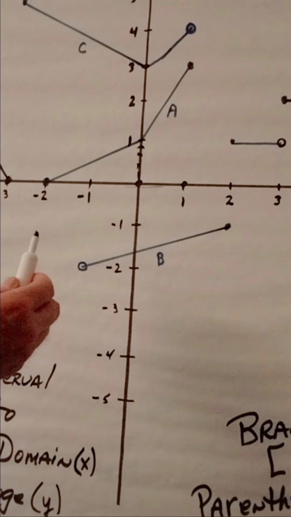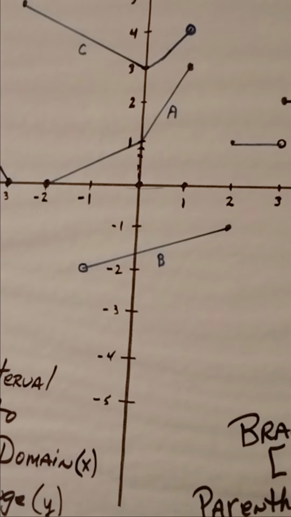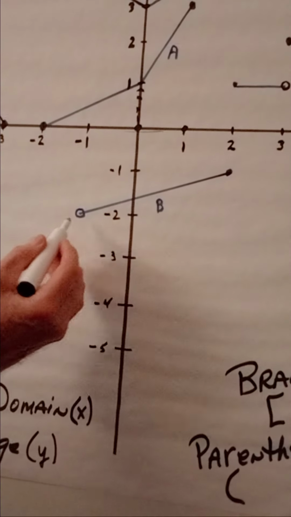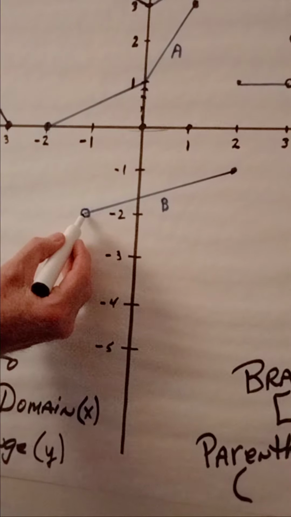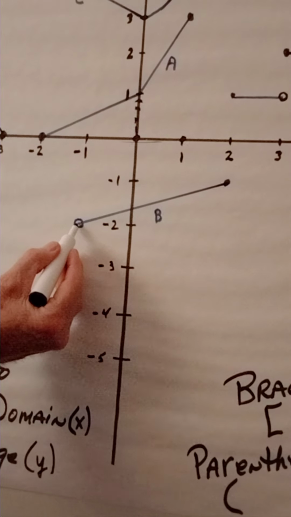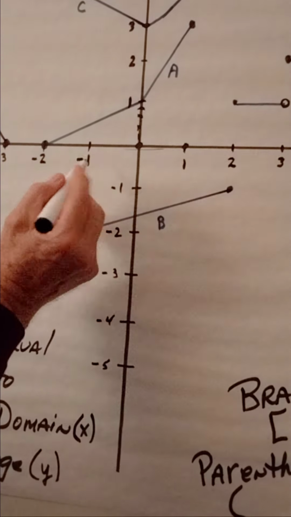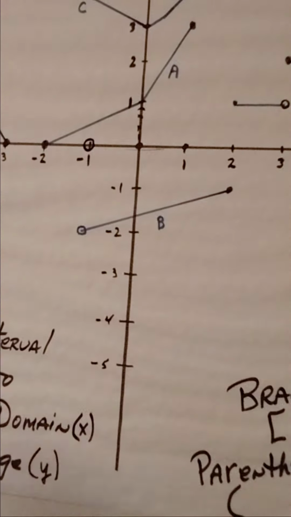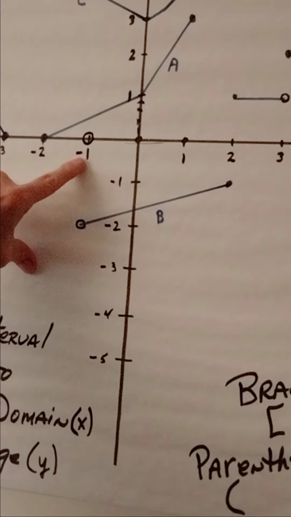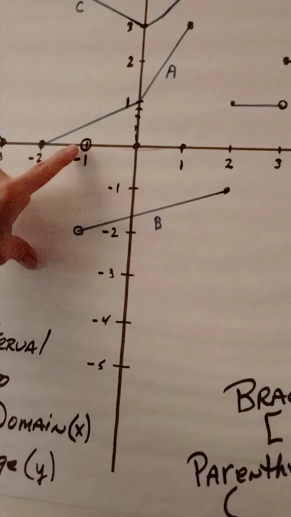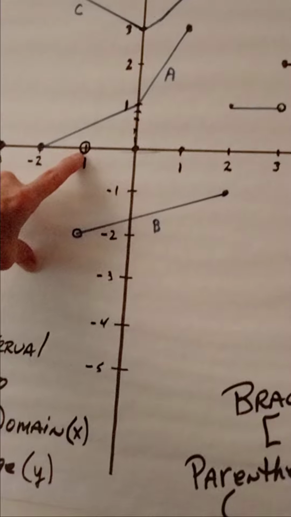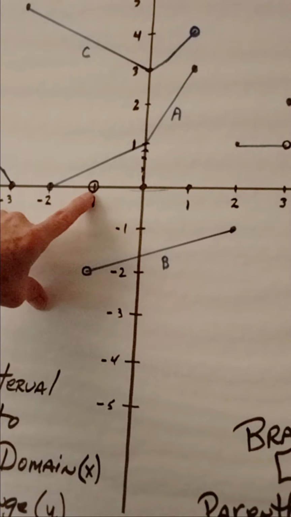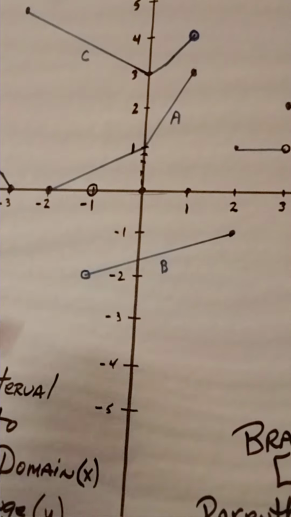So let's do domain first. Folks, domain X. I'm going to take this little puppy right here. Even though it doesn't count, I'm going to move it up to the X, and I'll put a circle there. That is the smallest domain value. And it doesn't count, so right now it's not going to get a bracket. It will not get a bracket. It's going to get a parenthesis in a moment.